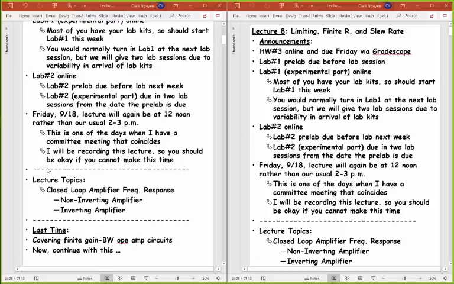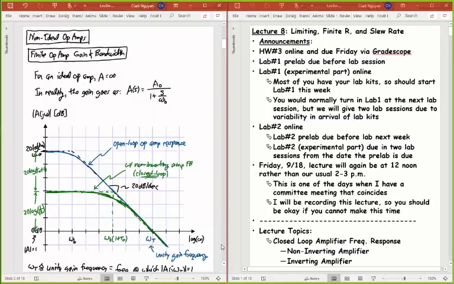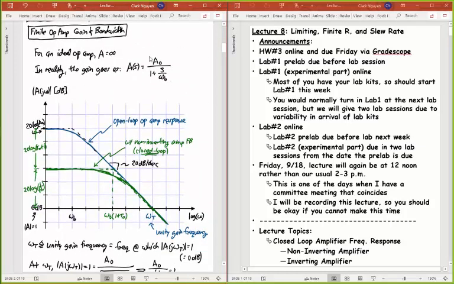All right, so the lecture topics today, we're going to keep looking at closed loop amplifier frequency response, but we're going to also go into slew rate and a bunch of other things as well. I actually needed to update this, and I guess I didn't, so I'll fix that a little later on. But right now, let's get to where we were before. Just a little bit of last week.